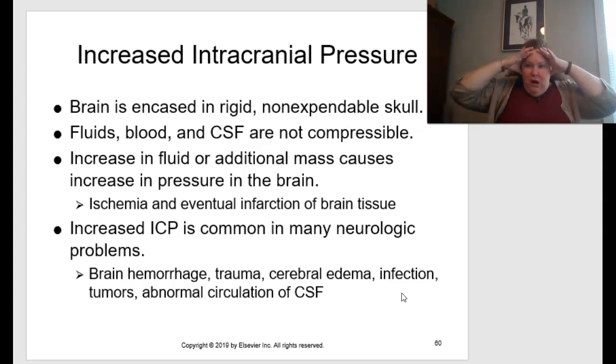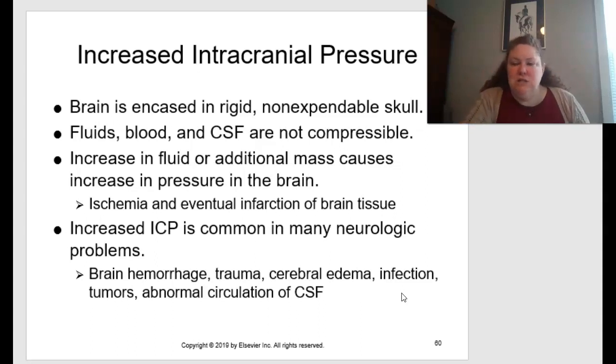So if I push really hard, I can compress the muscles and the skin around it, but I'm not actually changing the shape of my skull. Because of that, our fluids, our blood, and our cerebrospinal fluid are not compressible. So if we have an increase in fluid or additional mass that can cause an increase in intracranial pressure, then basically it's going to be contained in the brain and it can't go anywhere. And so if it pushes up against that brain tissue, then ischemia and eventual infarction can occur from that brain tissue.